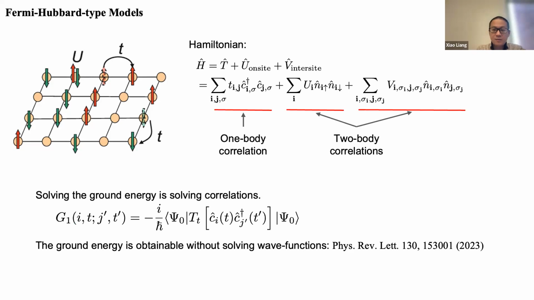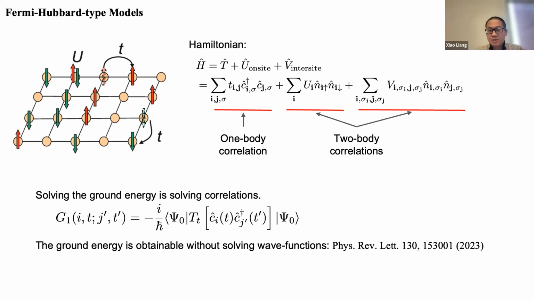Now, here is the definition of a one-body Green's function. It contains two particles, i and j prime. When taking the limit of t prime equals t, the one-body Green's function can represent a hopping term in the Hamiltonian. Similarly, an interaction term can be represented by a two-body Green's function. Based on the one-body and the two-body Green's functions being connected by the equation of motion, it is possible to solve the ground energy using Green's functions.